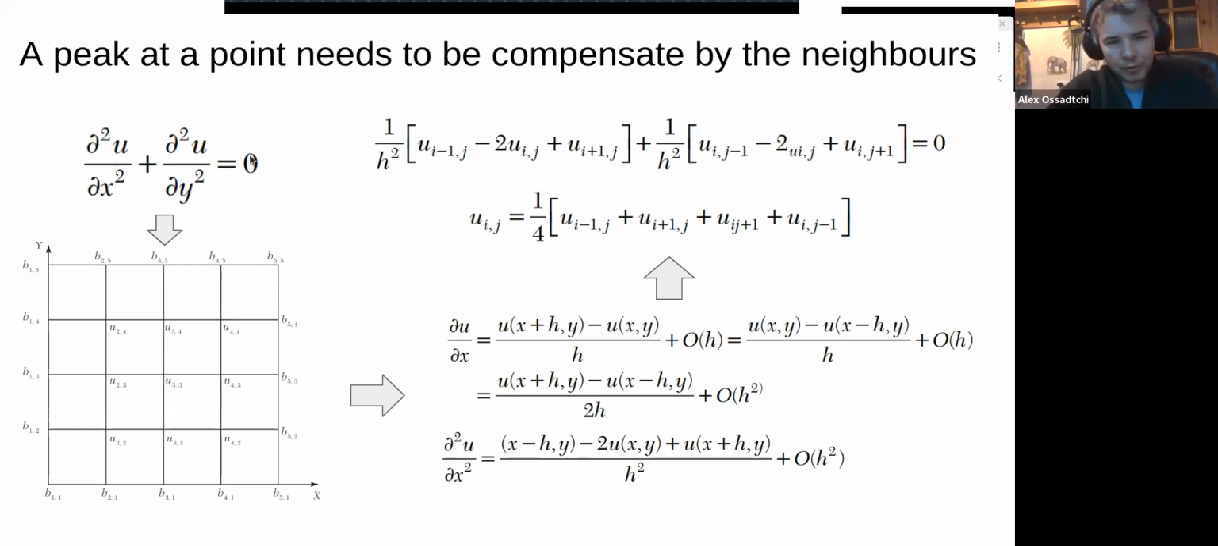But let me tell you this. Remember, when we were talking about differential operators, we were always starting from the definition of the derivative, which is the limit of the ratio of the function change and the argument change. In this case, our function is a potential, and the argument is a physical distance.